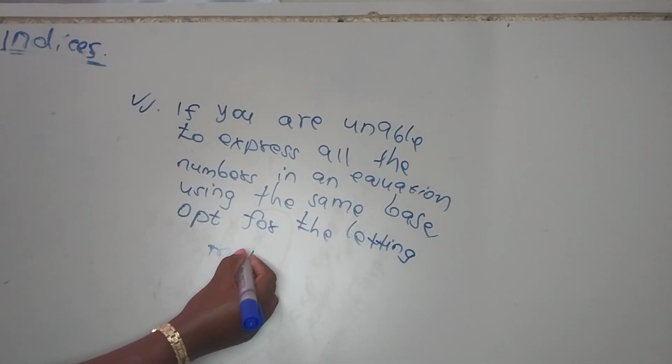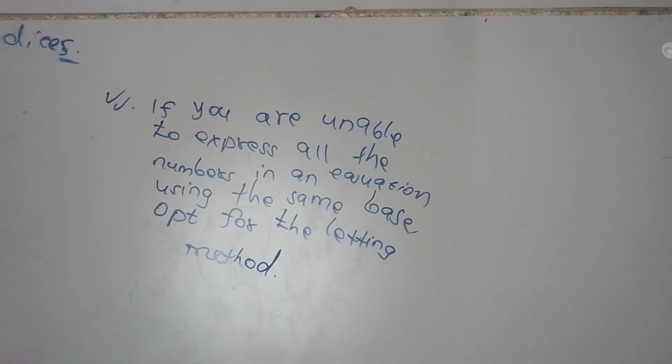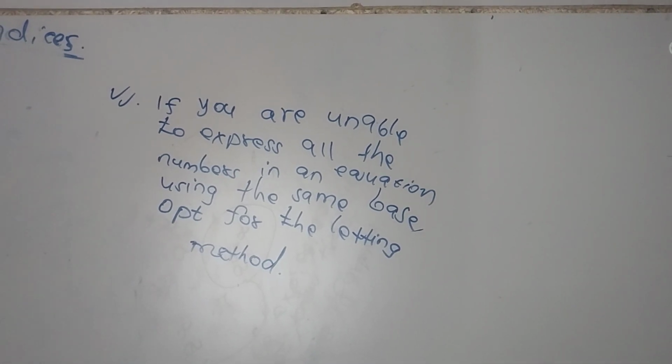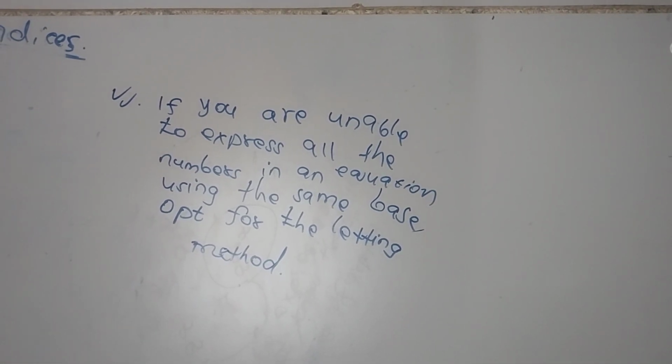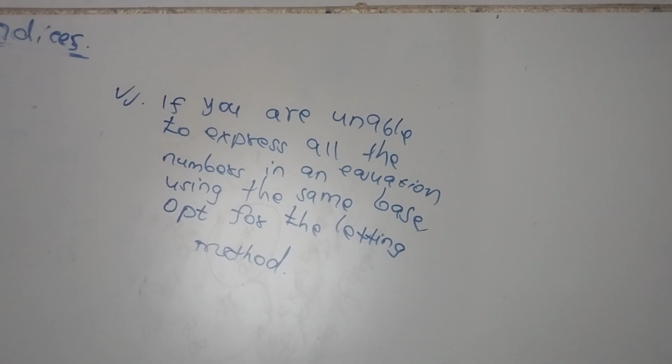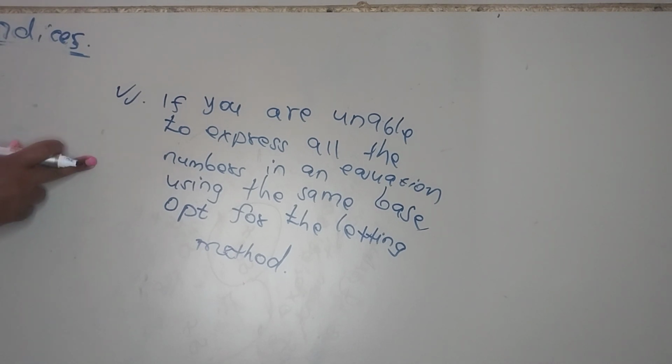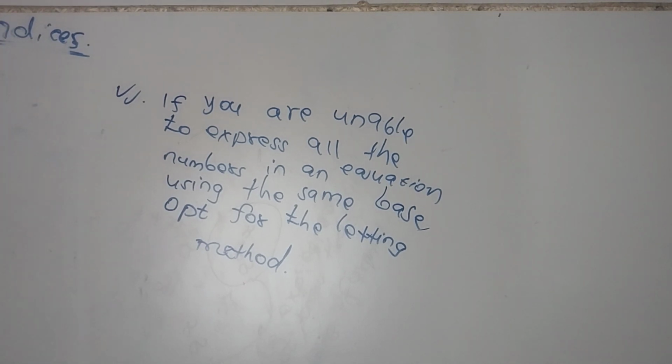What do I mean by the letting method? The letting method is, for example, let 5 to power 2x be y, let 9 to power 2a be b, and things like that. That is what I mean by this. It is a basic, it is not a law. That is what should be with you before tackling indices.